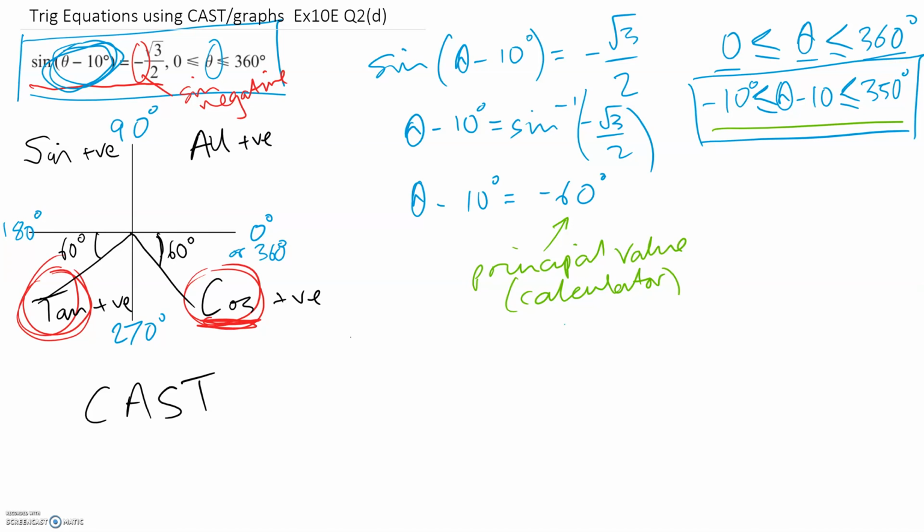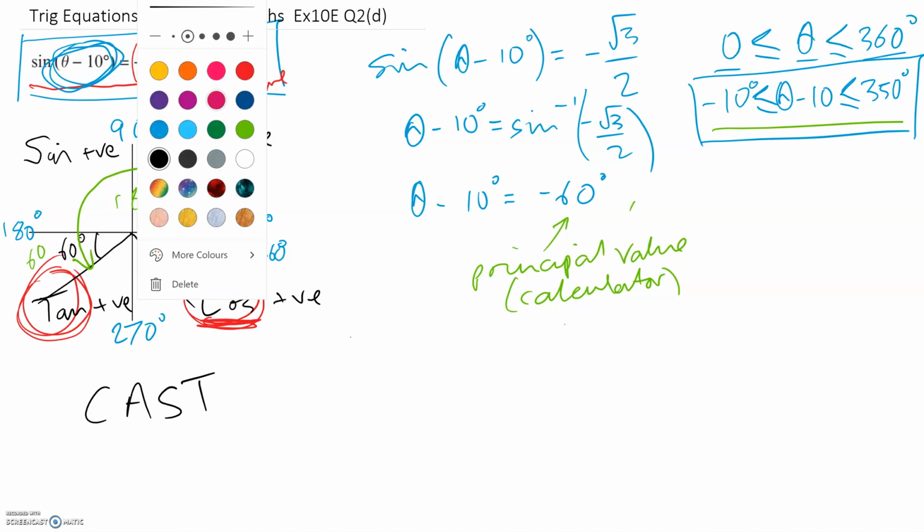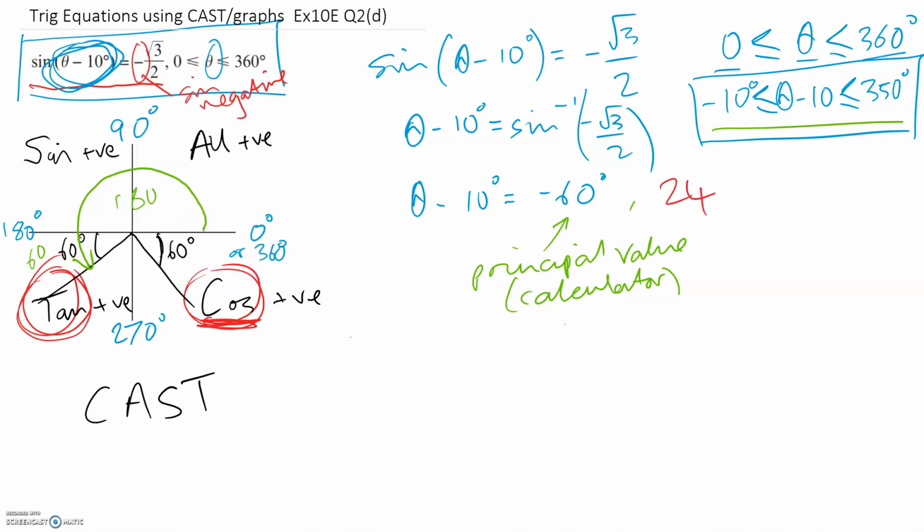Okay, so once you've drawn your two lines, that's the key really. If you get these two lines in the right quadrants, you can't really go wrong now. You just start at 0 and go all the way around and write down all the angles you've got. So this angle is 180 plus 60, so that is going to be an angle of 240 degrees. So I've got 240 degrees from the CAST diagram.